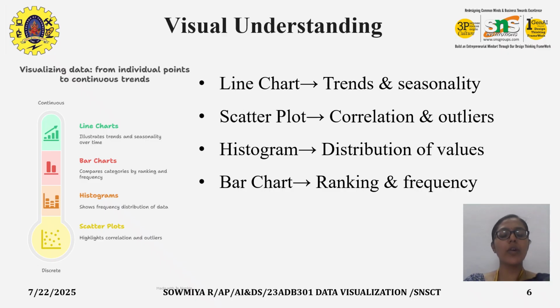Now we are going to conclude this session in a short manner. Use line charts for trends and use scatter plots for correlations and outliers. Then use histograms for distributions and use bar charts for rankings and comparisons. And choosing the right charts makes your pattern easy to see and your message clear.